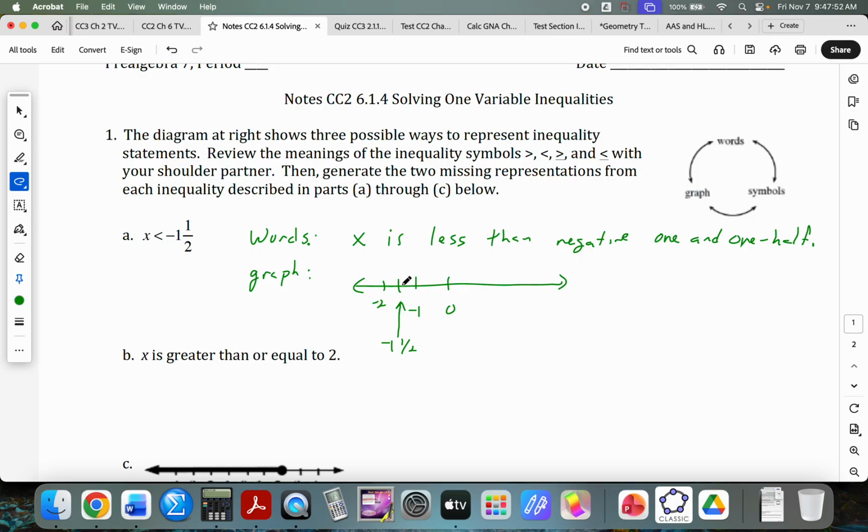So should this be an open circle or a closed circle at negative 1 1/2? It should be open because it's not equal to. And less than is which direction on a horizontal number line? Left. Yeah, to the left. So it should look something like that.